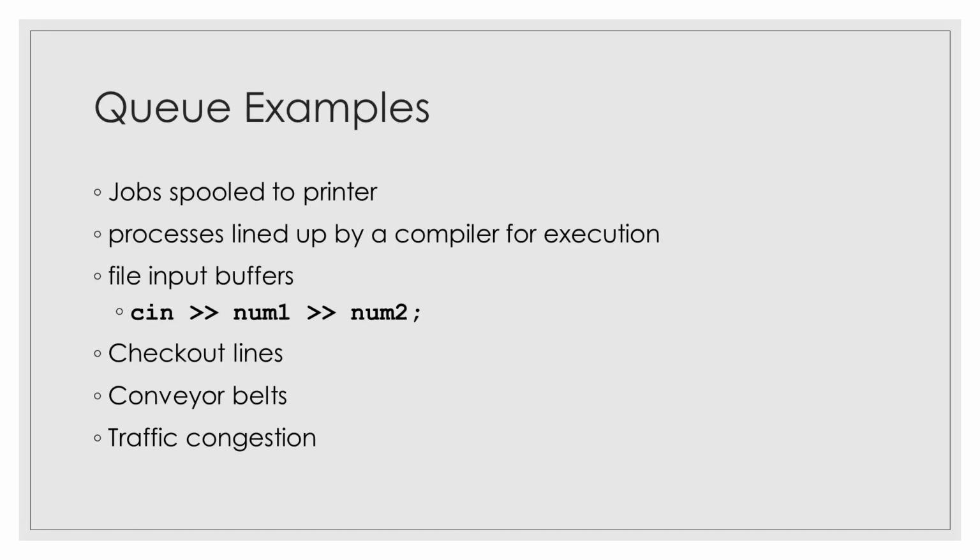Many data structures in computer science use queues, sending jobs to a printer, first in, first out. CIN uses it, file streams use it, and there's lots of practical examples from the real world.